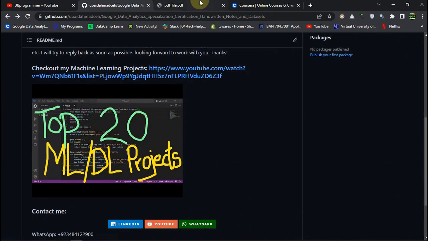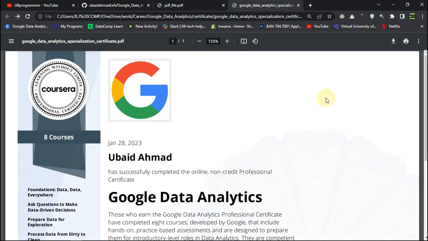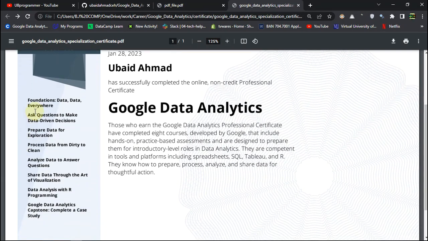And let's see now what the courses included in it are. If we see in the certificate, they have mentioned 8 courses in total, right? And the whole structure of this program is based on 7 steps or 6 steps, if you are counting in particular: the ask phase, prepare data phase, process data phase, analyze data phase, then share data, and then act. So this is the main theme of this program.